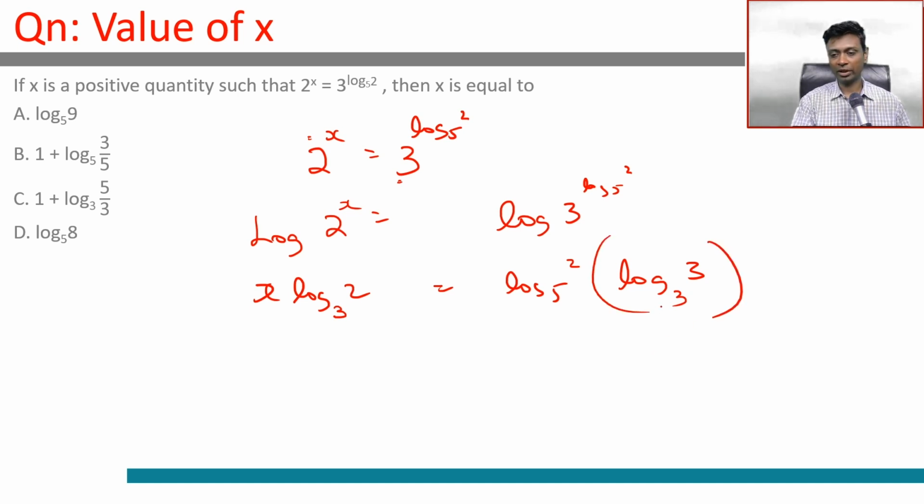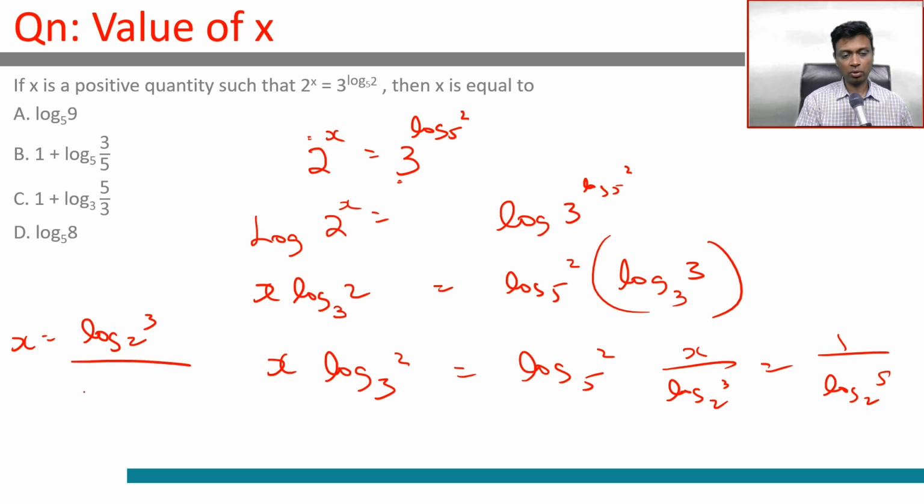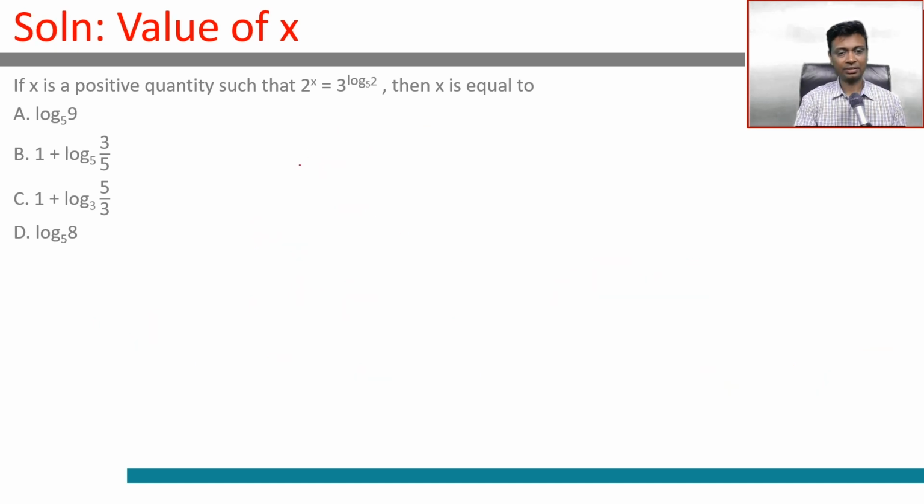Why so? Because log 3 to the base 3 is 1, or x times log 2 to the base 3 is log 2 to the base 5. Fine. Or x by log 3 to the base 2 is 1 by log 5 to the base 2, or x is log 3 to the base 2 by log 5 to the base 2. In other words, our number x is log 3 to the base 5, which is not this, which is not this. It should be one of these two.